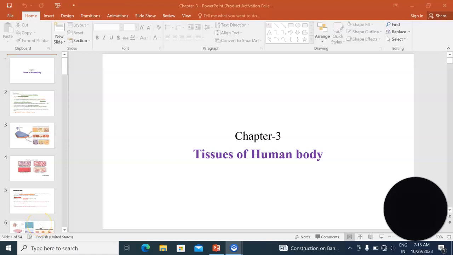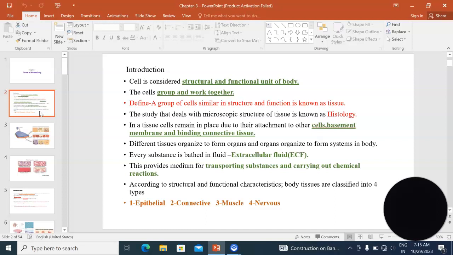Hello friends. So in today's lecture we will study about tissues of the human body. Before starting the details about tissues, we will just see a basic and general introduction of tissues and how they are formed.